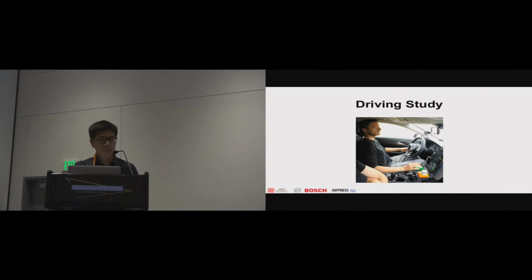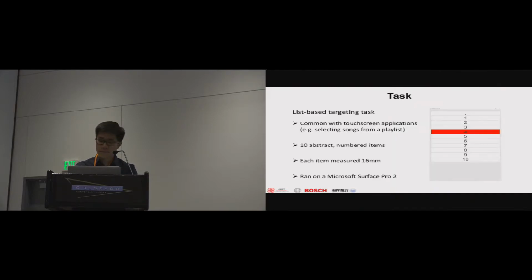So now I'll explain the design of our study. This is just a quick image of a participant performing the task while driving. We used a list-based targeting task. Lists are very common with touchscreen applications, such as selecting songs from a playlist, and it allows us to have a fair comparison of the input techniques I'll be talking about in a few slides' time. It's a non-scrolling task, so we had 10 abstract numbered items. Each item measured 16 millimeters and ran on our Surface Pro 2.